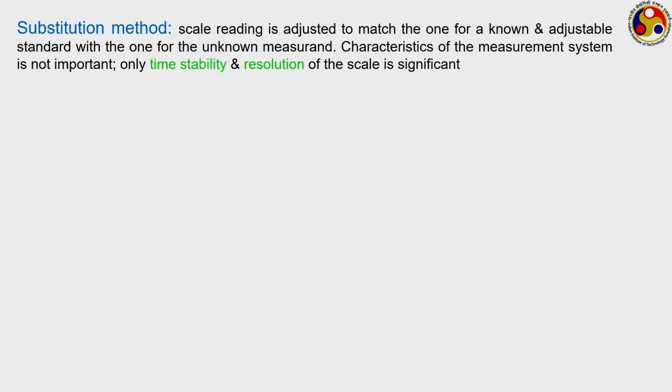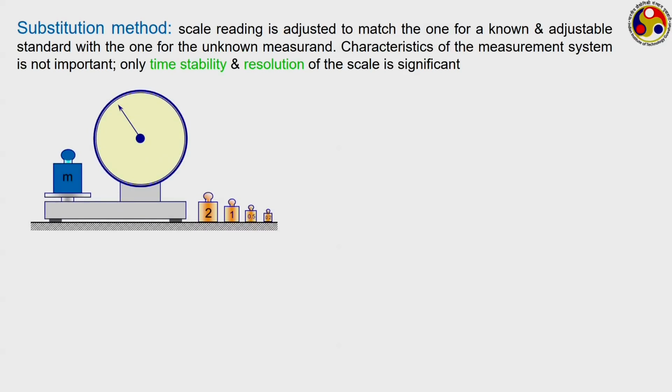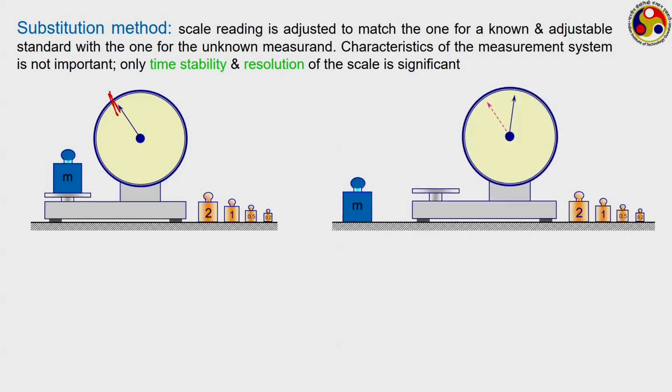In the substitution method, first we put the measurand on the dial and get the reading. So, this is the reading that we are getting, we note the reading, and now we remove the measurand and we keep on adding some standard. So we keep the scale position of the measurand, and then we keep on adding the standard.